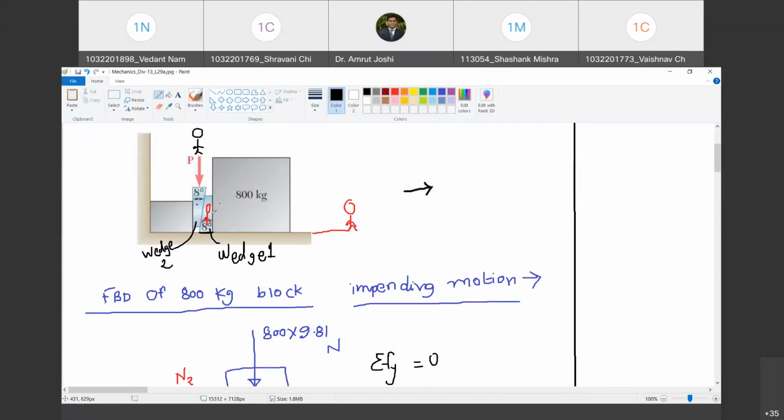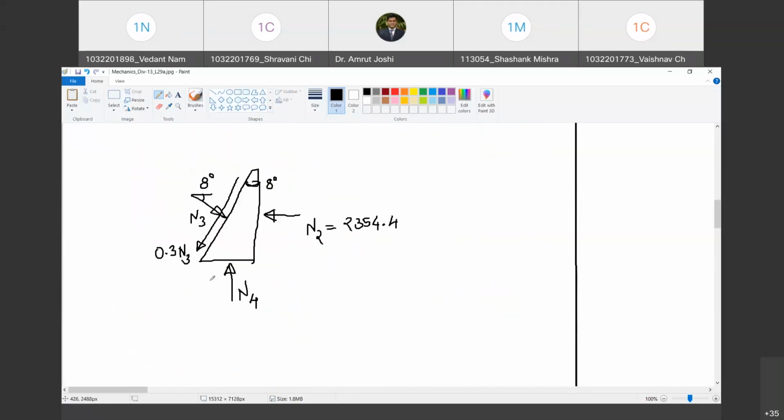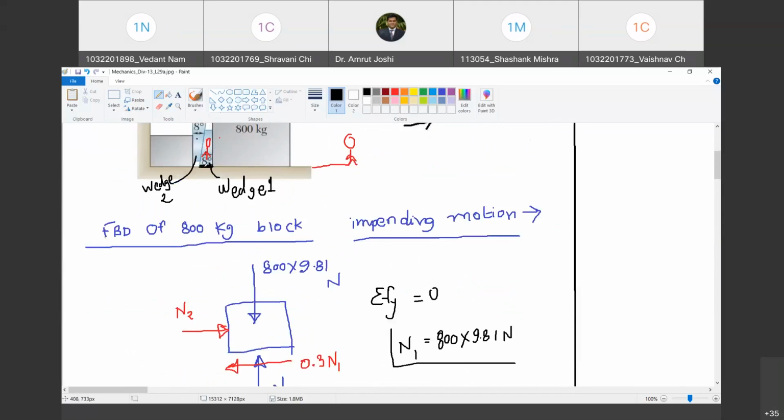So along this surface there was no friction, but along this surface there will be friction. Do you agree with me? Yes, sir. And how much is that friction, and in which direction will it be? It is the friction offered by ground on the wedge.